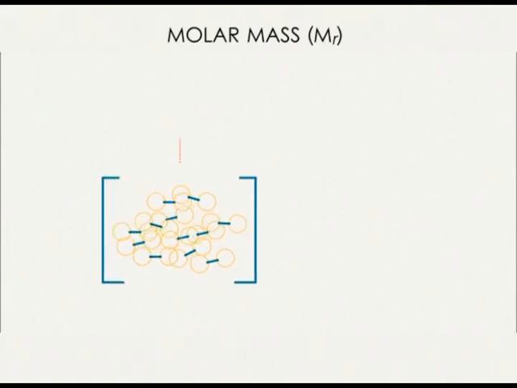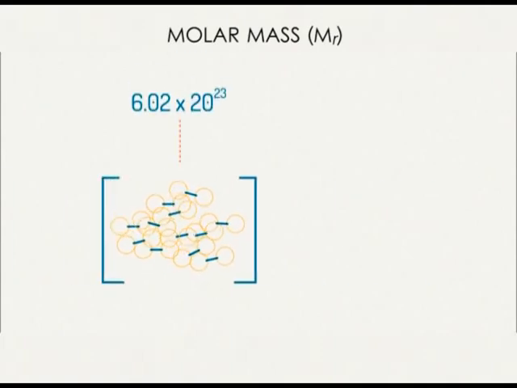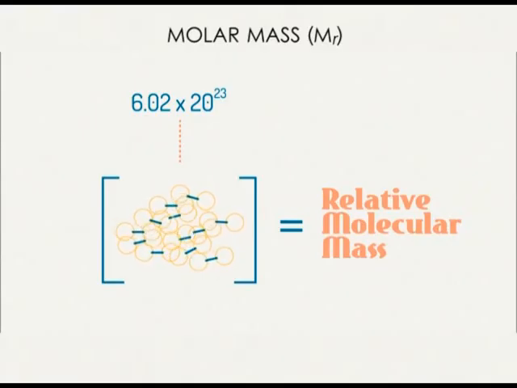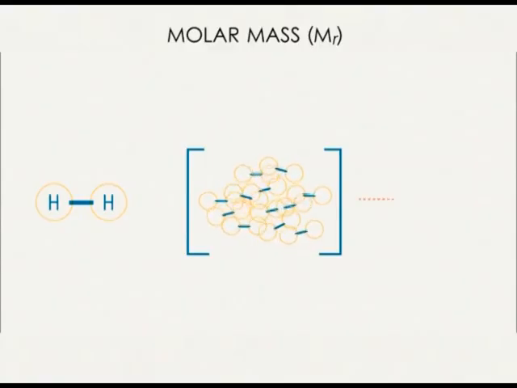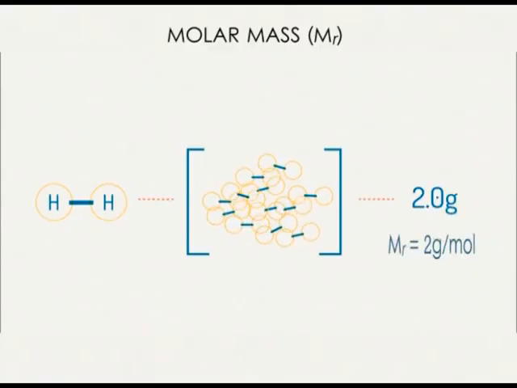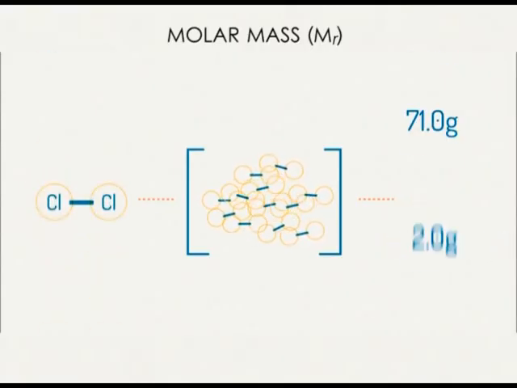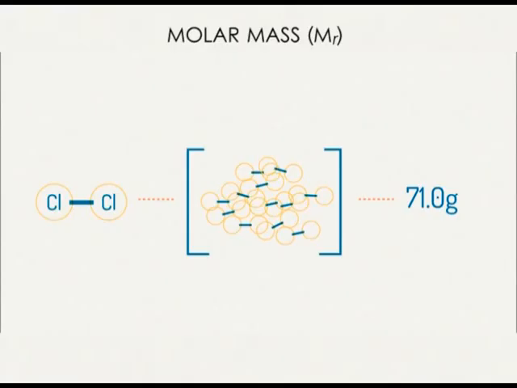For molecules, the mass of Avogadro's number of particles is equal to their relative molecular mass in grams. So the mass of Avogadro's number of hydrogen molecules is 2 grams, and the molar mass is 2 grams per mole. The mass of Avogadro's number of chlorine molecules is 71 grams, and the molar mass is therefore 71 grams per mole.